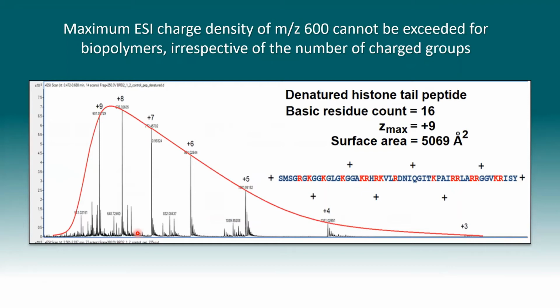It's a denaturing spectrum. You can see from the sequence that there are 16 basic residues, but the maximum charge that these can carry is +9, and that corresponds to MZ600.